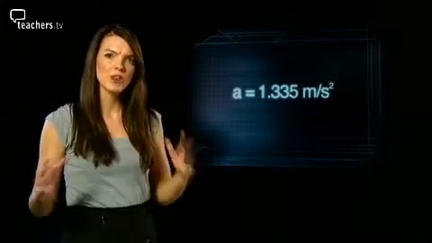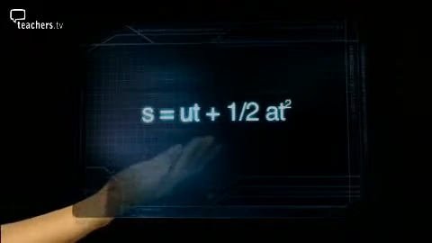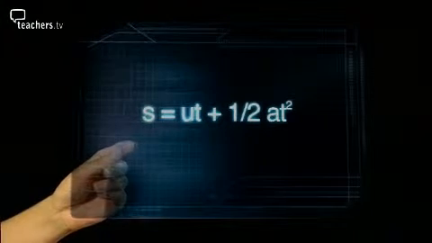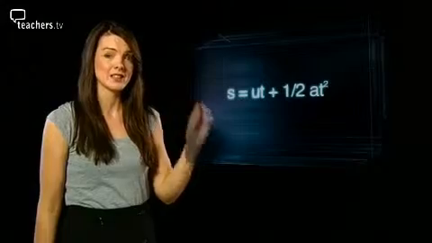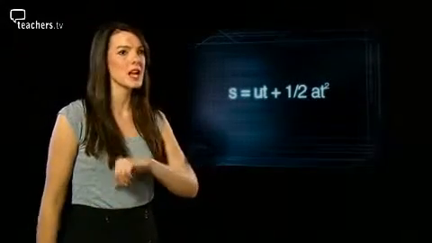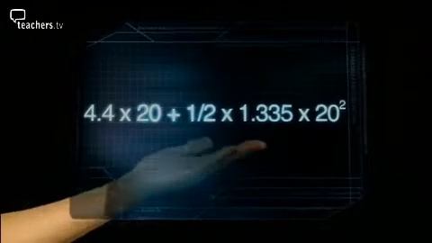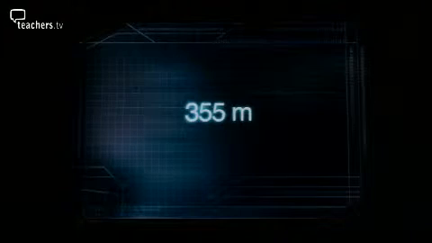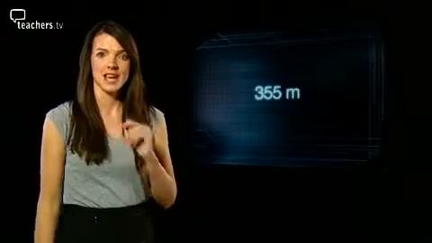We can work out how much runway it needs to take off using a different formula. This one, s equals ut plus half at squared, where s is the distance. Now it's easy to think that s is the speed, but it's not. Remember that s is the distance. So let's put all of those figures in and we get a distance of, you ready for it? 4.4 times 20 plus half times 1.335 times 20 squared, which comes to, thank you computer, 355 meters. So that means that the aeroplane needs 355 meters to take off.